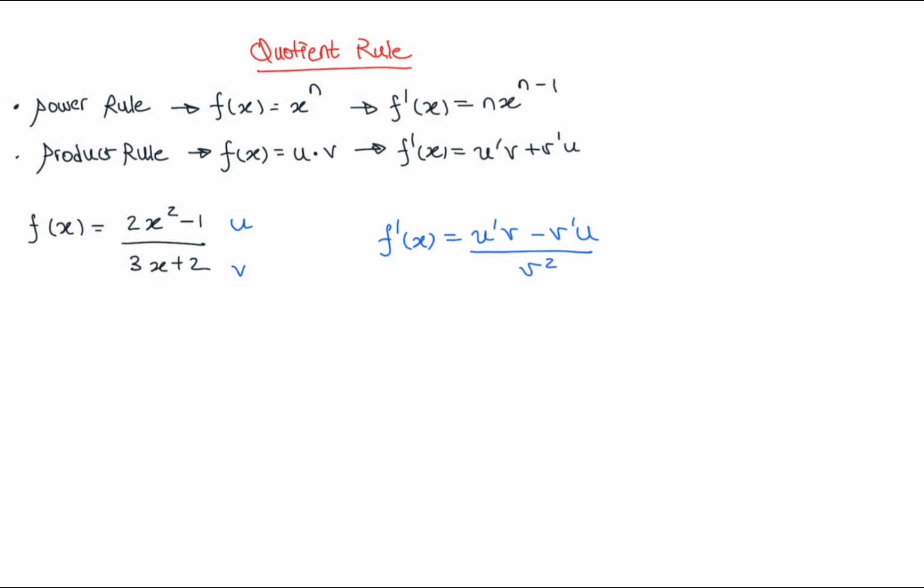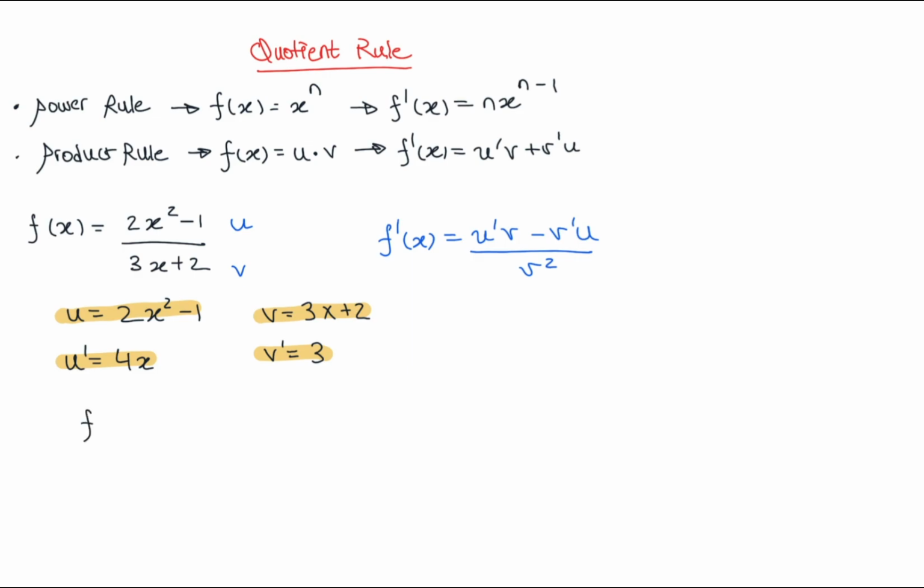So let's take this as an example. We take u to be 2x squared minus 1, v to be 3x plus 2. Now, what's the derivative of 2x squared minus 1? It will be 4x, and the derivative of 3x plus 2 will be 3. We have our u, our v, our u prime, and our v prime.